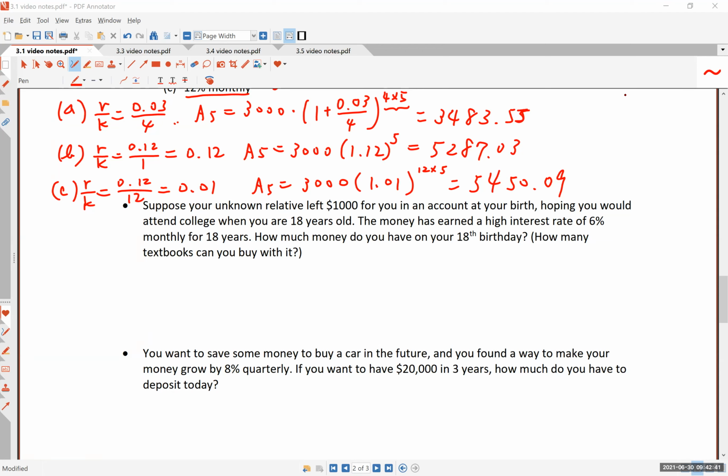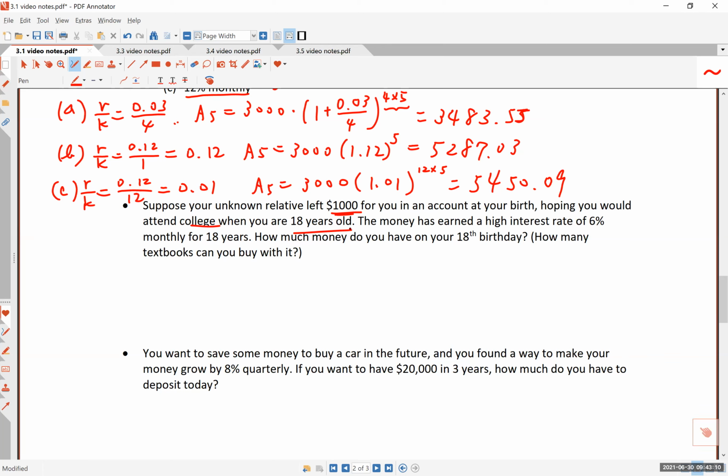All right, let's do the last 2 questions here. Suppose you have an unknown relative who just passed away, and that uncle, maybe a relative, left $1,000 for you in an account at your birth, hoping that you would attend college, maybe College of the Canyons, wherever, when you are 18 years old. So the money has been sitting there for 18 years because now you're 18.